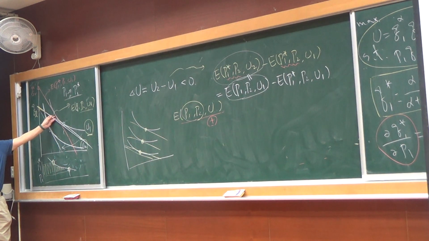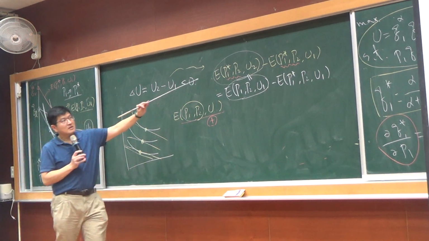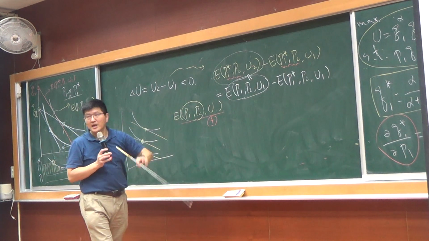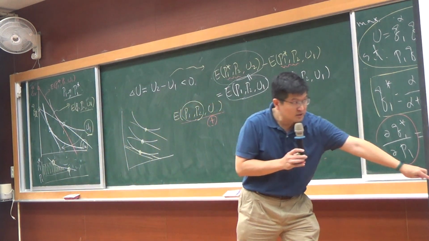The change from here to here is due to the change of P1. But Y and P2 remain the same, right? So we have the same Y, which is the expenditure, right? Okay? So they are the same. And now you see the result here.